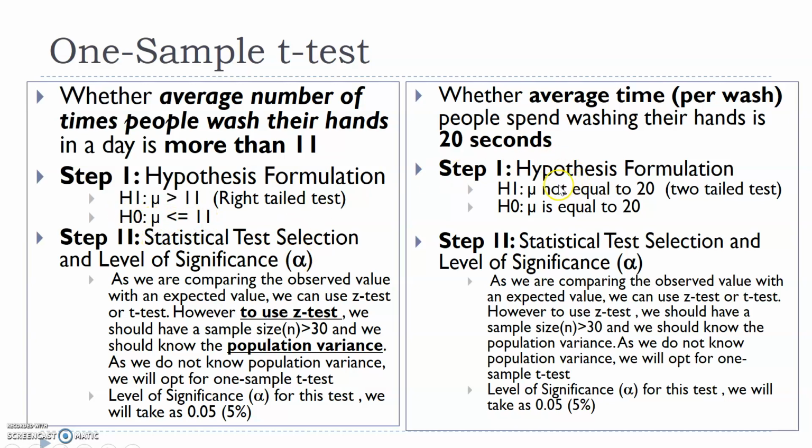In my second case, I just want to understand whether the average time spent is 20 seconds or not. So what is my alternate hypothesis? Mu is not equal to 20. So it can be either greater than or less than. So that is a different case. I just want to understand whether it is equal to 20 or not. So my alternate hypothesis is mu is not equal to 20. The null hypothesis will be mu equal to 20.